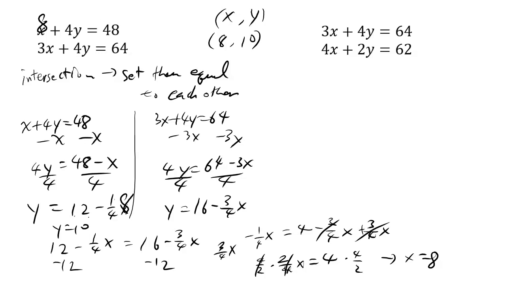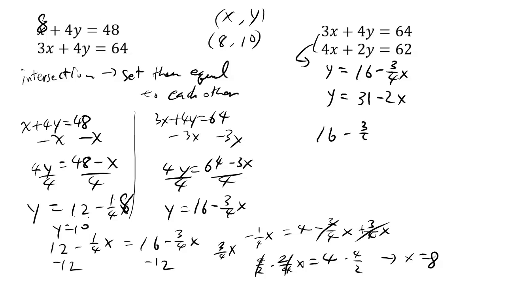Okay. You can do the same here. Let me do this quickly because it's basically the same thing. If you solve for y, you get 64 divided by 4 is 16. Oh, actually we did that already. And then the second one, if you solve for y, it's 31 minus 2x. Then set them equal to each other. So you get 16 minus 3 over 4x equals 31 minus 2x.